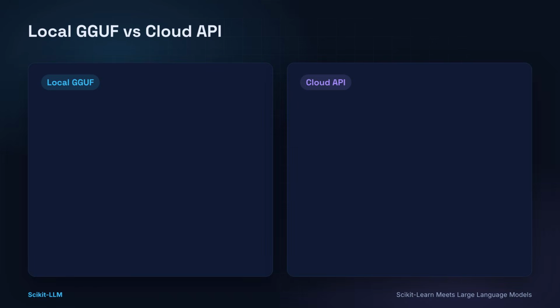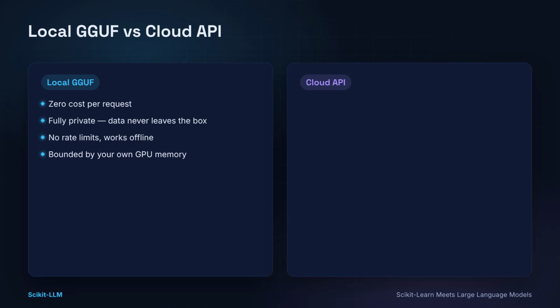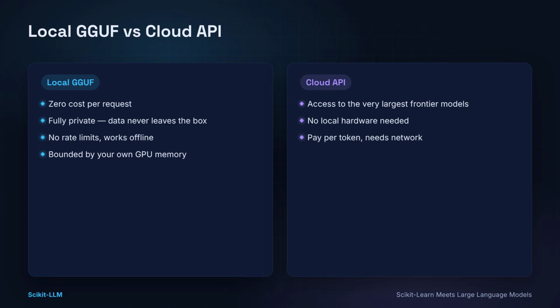It's worth weighing the trade-offs. The local GGUF path costs nothing per request, keeps your data completely private, has no rate limits, and works offline, though it's bounded by your GPU's memory. The cloud APIs give you the very largest frontier models with no local hardware, but you pay per token, you need a network, and your data leaves your environment. Scikit-LLM lets you choose either with the same code.